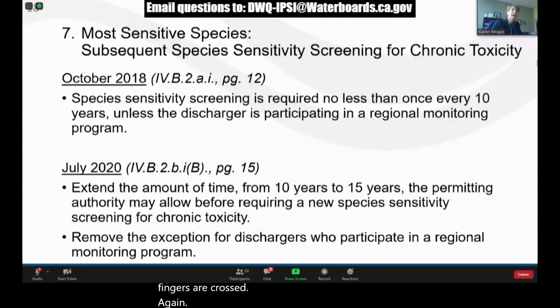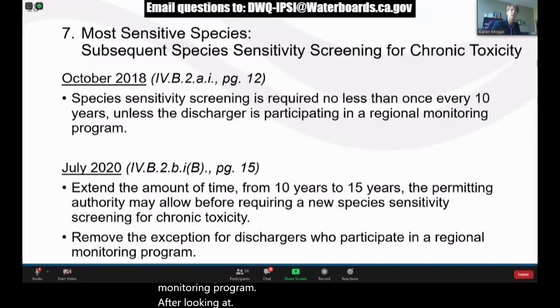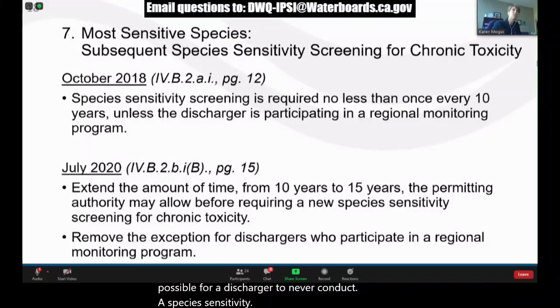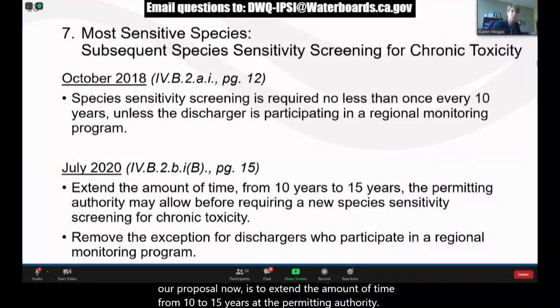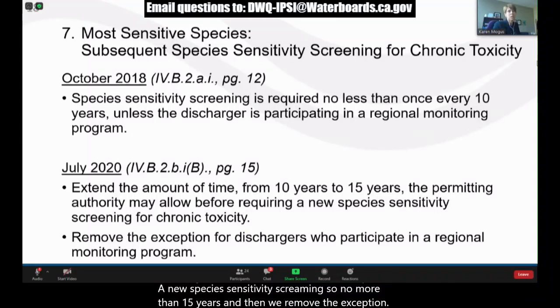Again, sticking with most sensitive species, for any subsequent species sensitivity screening for chronic toxicity, the 2018 version required a species sensitivity screening to be conducted no less than once every 10 years, unless the discharger is participating in a regional monitoring program. After getting comments, as well as looking more closely at what the result of the proposed language was, we determined that it's possible for a discharger to never conduct a species sensitivity screening again under the language of the provisions. And so our proposal now is to extend the amount of time from 10 to 15 years that the permitting authority may allow before requiring a new species sensitivity screening. So no more than 15 years. And then we remove the exception for dischargers who participate in a regional monitoring program.